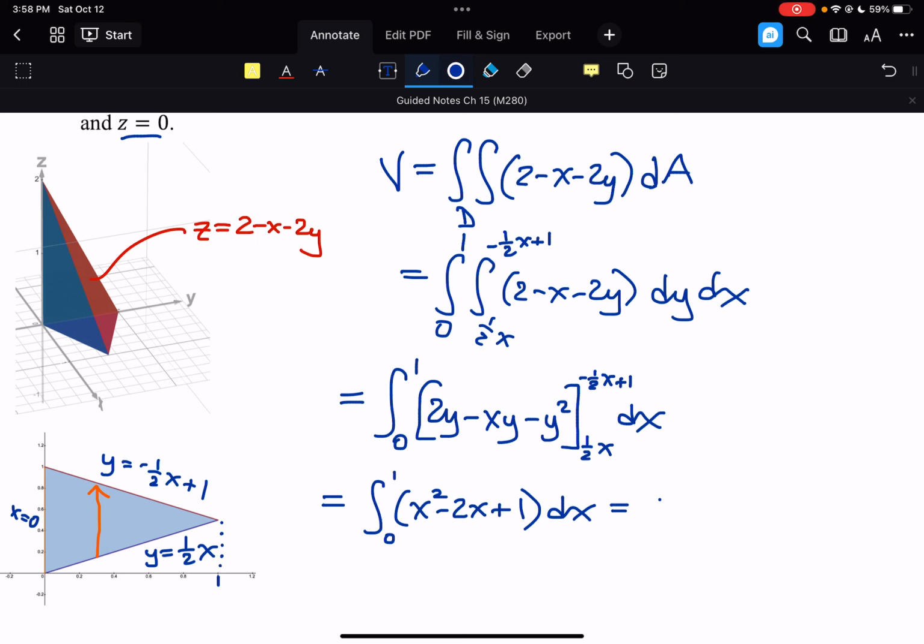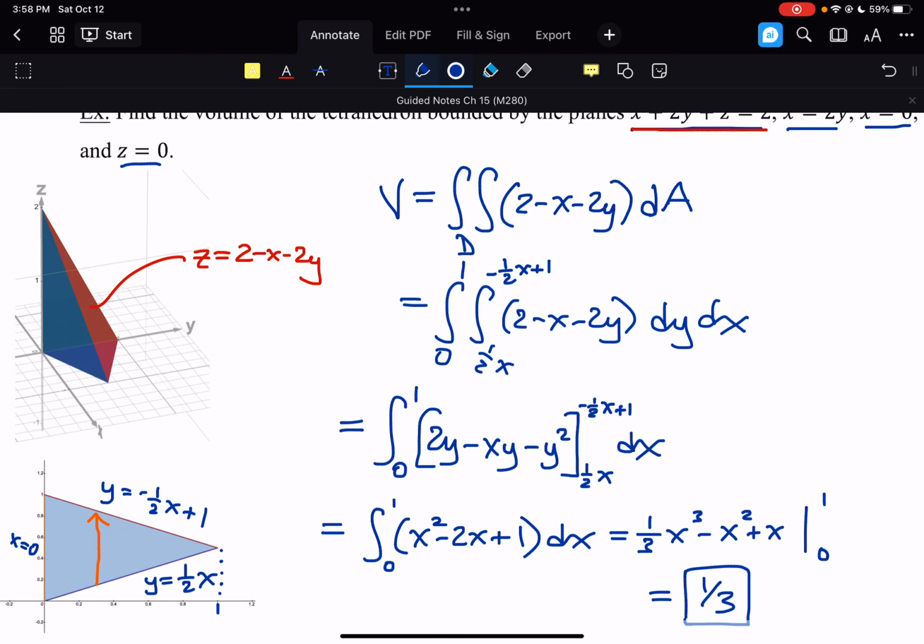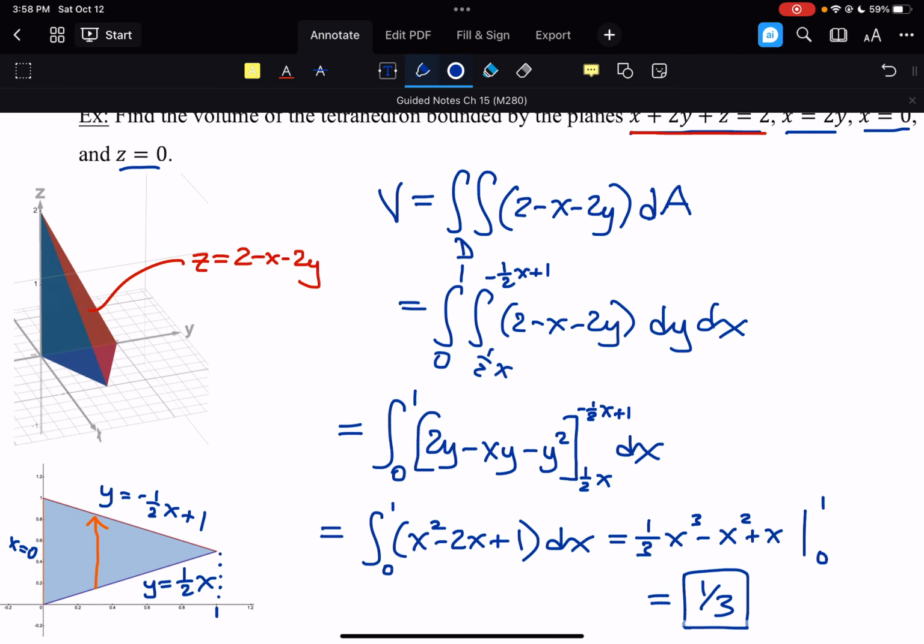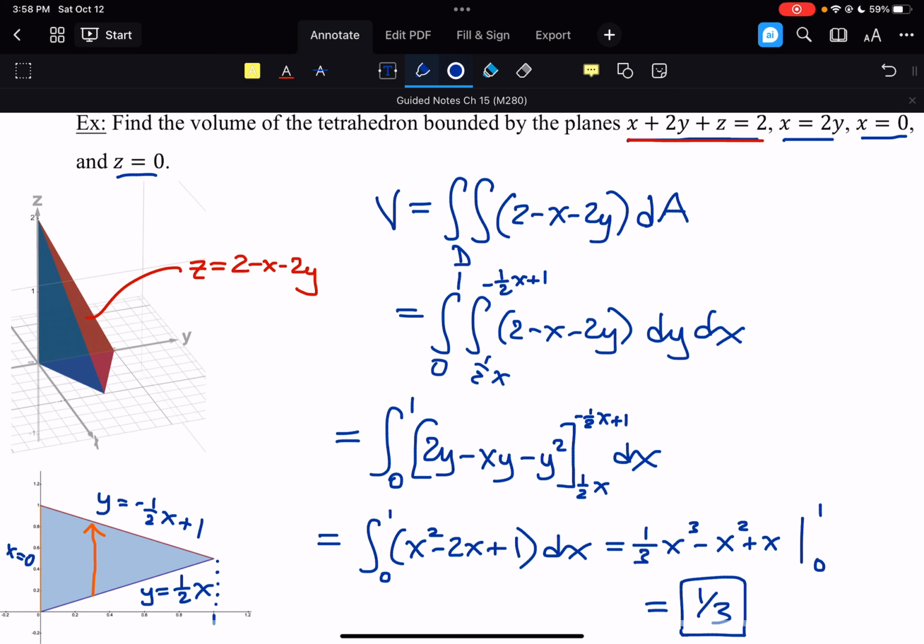And then anti-differentiate this, so that's 1/3 x cubed minus x squared plus x, evaluated from 0 to 1, which gives us just 1/3. So the volume of the tetrahedron, the volume of that solid that is below the plane x plus 2y plus z equals 2, and bounded within x equals 2y, x equals 0, and z equals 0, that volume is 1/3.